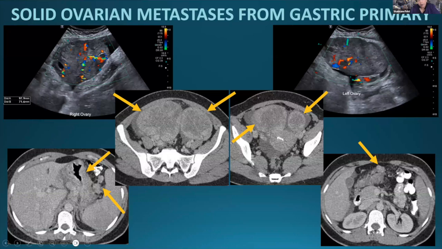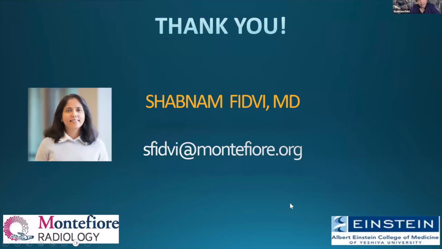And the same patient, when you image through the upper abdomen, you can see that she has abnormal gastric wall thickening. She has nodal disease in the perigastric region, some nodes in the gastrohepatic ligament space as well. A little bit below, you can see that there's some infiltration of the omental fat with some soft tissue nodularity. So this was a patient with gastric cancer presenting with bilateral solid ovarian metastases.